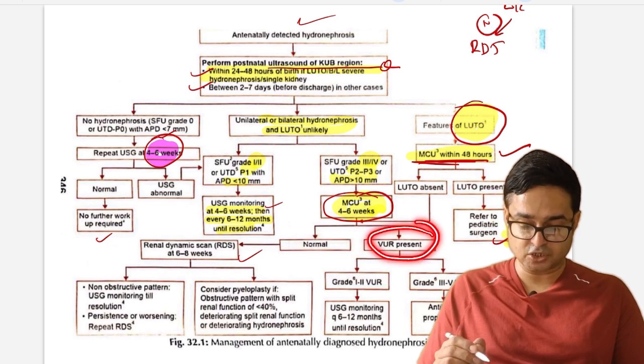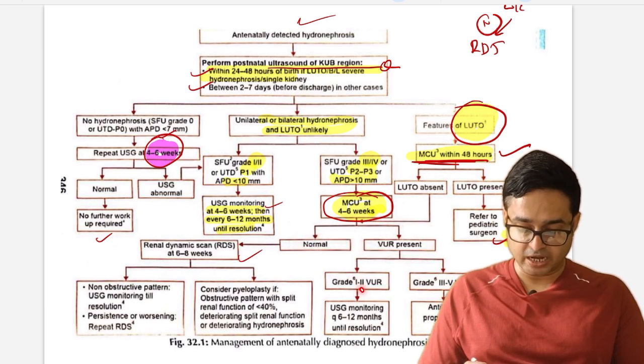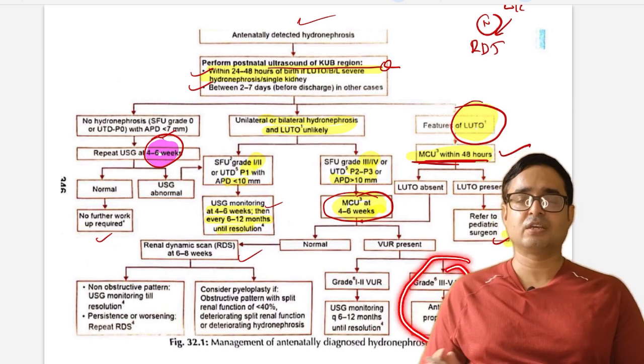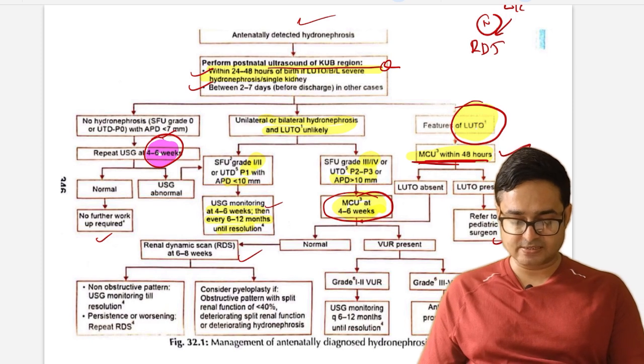If VUR is present, see if it is grade 1 or grade 2. If it is grade 1 or grade 2, you have to do USG monitoring 6 to 12 months until resolution. And if it is of grade 3 or 4, you have to give antibiotic prophylaxis.